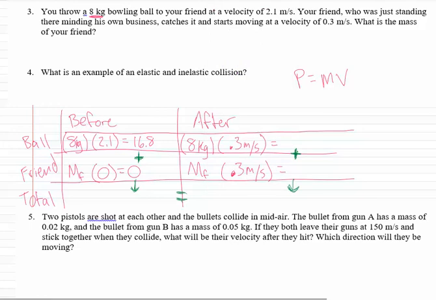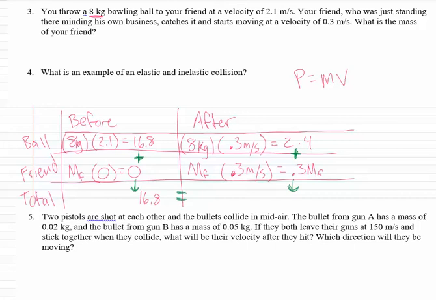Okay, so 16.8 plus 0 is, of course, 16.8. Then on the other side, 8 times 0.3 is 2.4. And the mass of my friend, which we don't know, times 0.3 is just 0.3 mass of friend. So those two things added together.